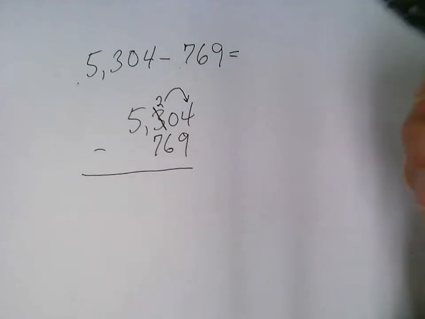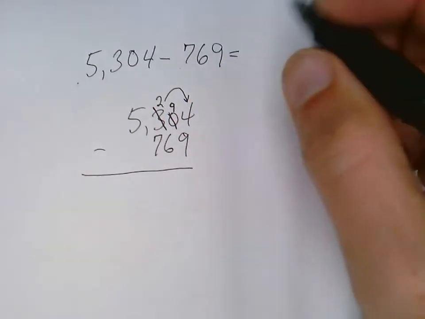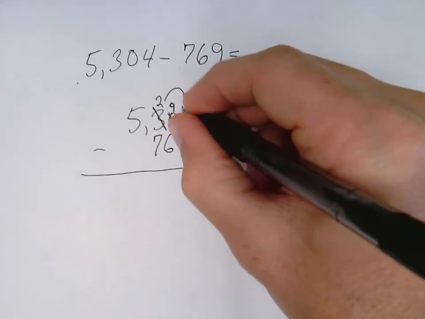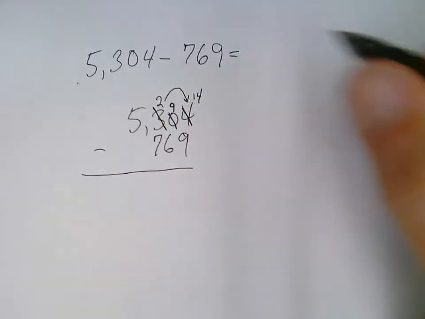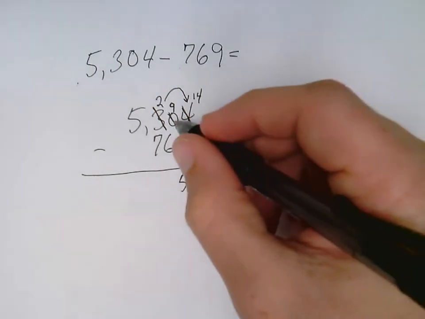Anytime that I borrow across a 0, it becomes a 9. And then the person that needs the cookies is going to get 10 cookies. So my 4 is going to become a 14. 14 minus 9 is 5. Move on to my next spot.